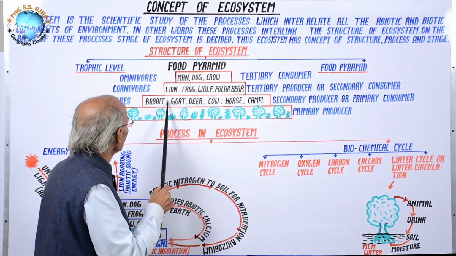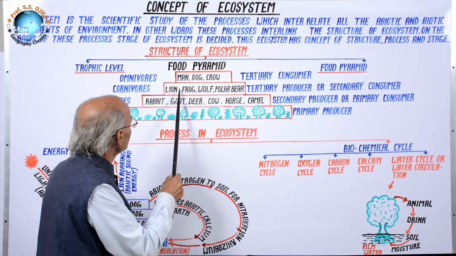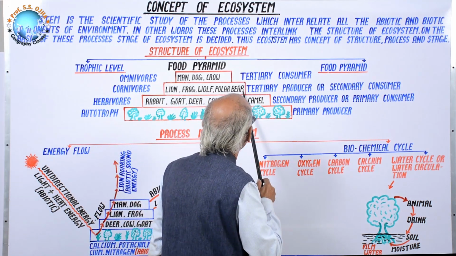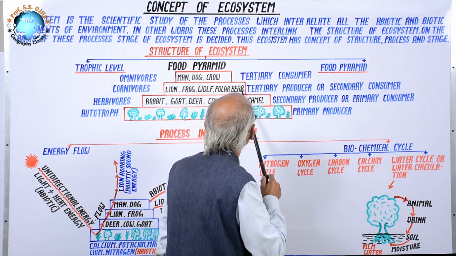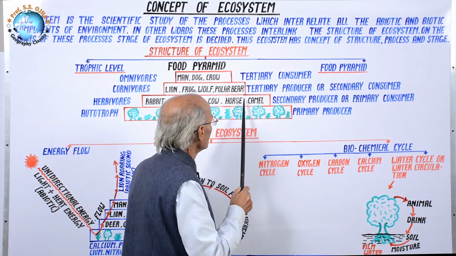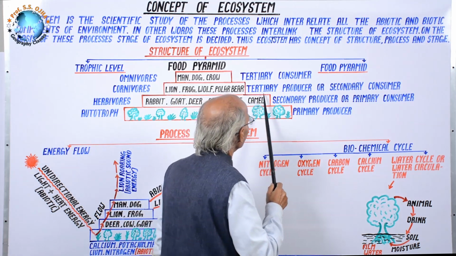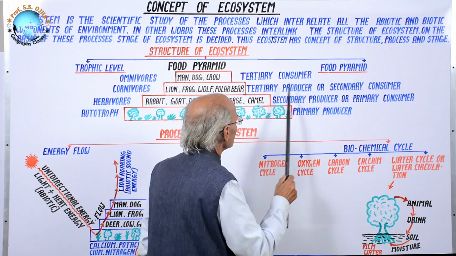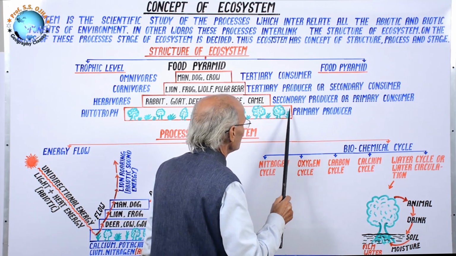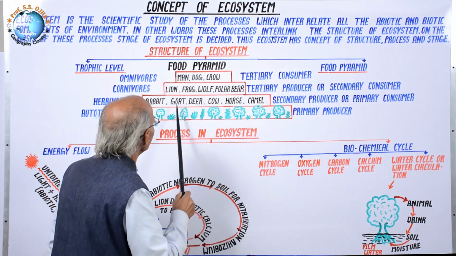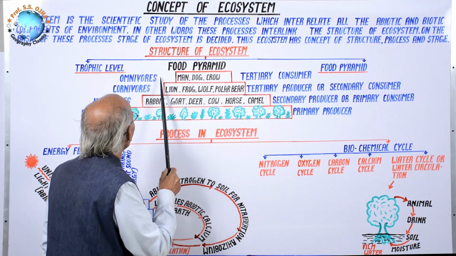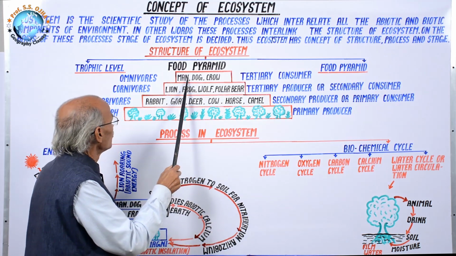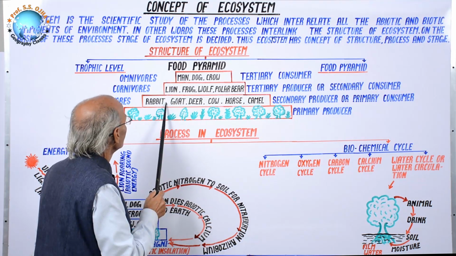Then on these herbivores depend these carnivores, means meat eating animals like lion, frog, wolf, and polar bear. And these are called tertiary producer, means these depend on the herbivores, while herbivores depend on these plants. And these tertiary producers are also called secondary consumer. These are the primary consumer and these are the secondary consumer, while these are not consumer like producer. Next in this food pyramid come the omnivores. Omnivore means man, dog, and crow, because these can eat both, both means the herbs as well as the meat.